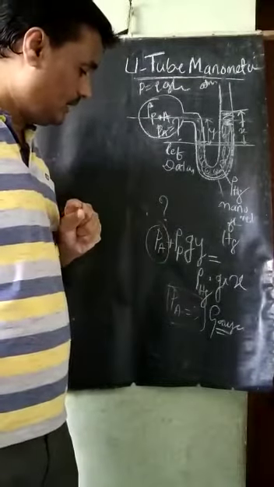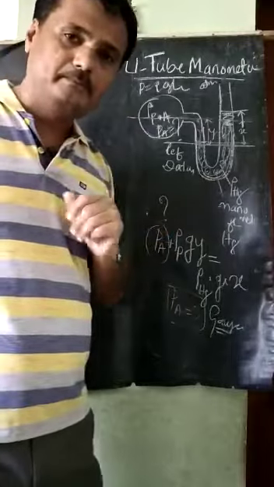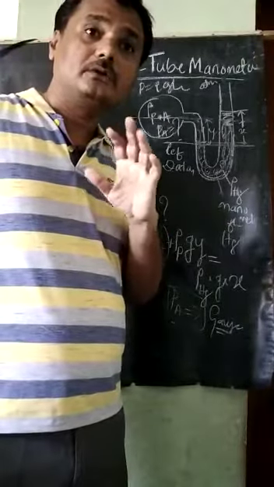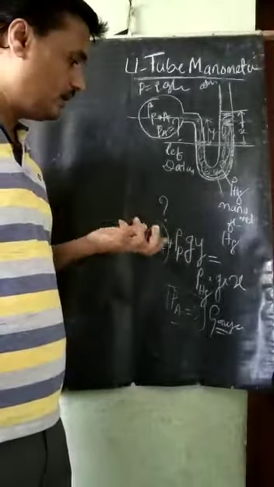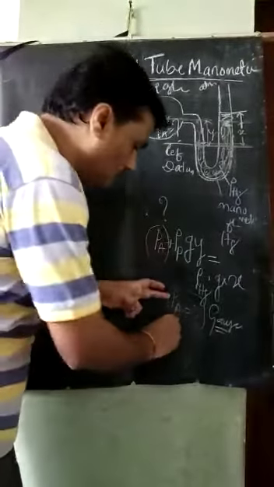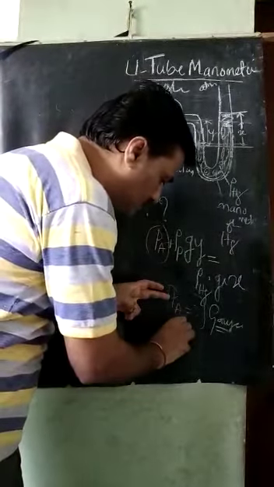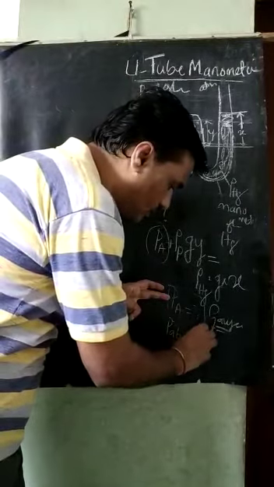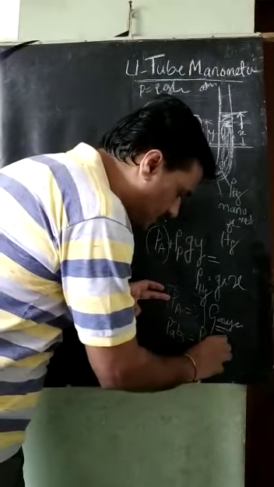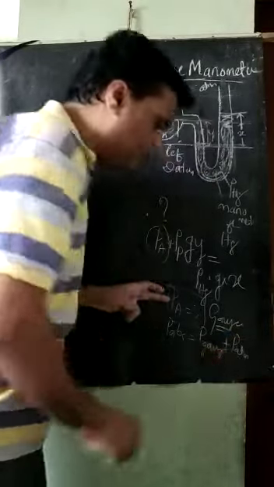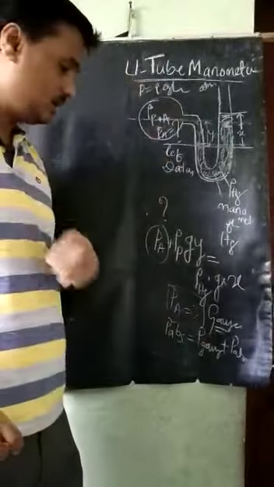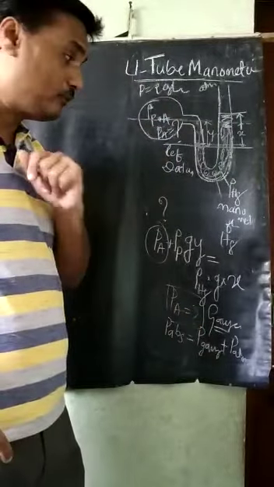So now if they ask in the problem, find out the absolute pressure. Find out the absolute pressure means what? As we know, the equation is absolute pressure P_abs is equal to gauge pressure plus what? Plus atmospheric pressure. Atmospheric pressure has to be added to the gauge pressure to get the absolute pressure.